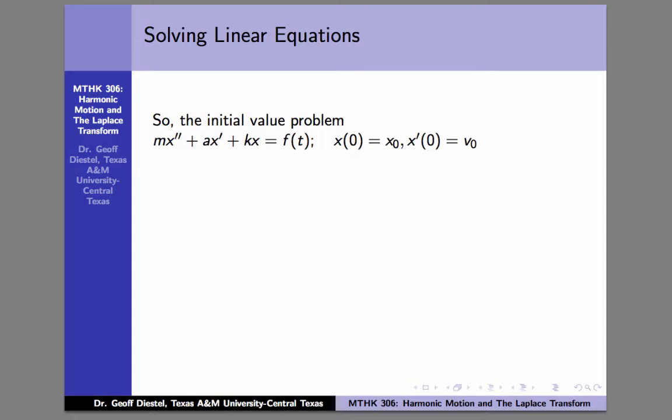So here's our initial value problem. We just determined what the solution is. Again, I put x sub 0 for the actual value of x of 0, and I put v sub 0 as the actual value of x prime of 0.